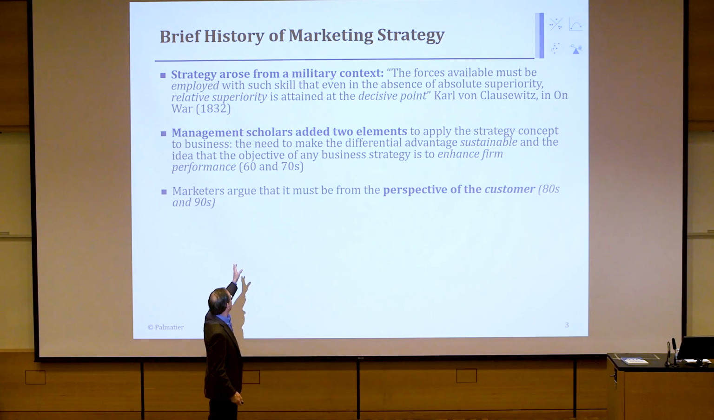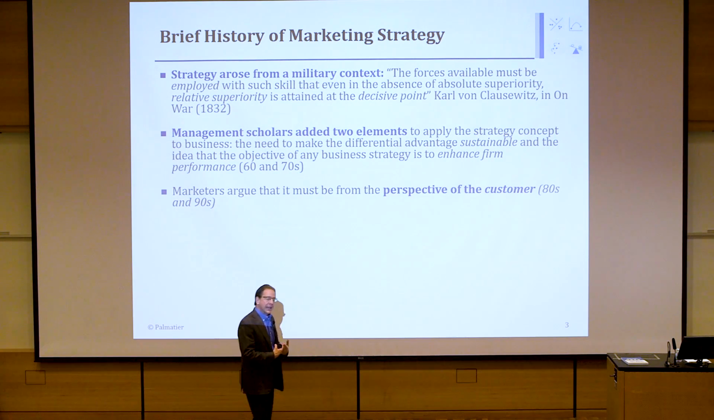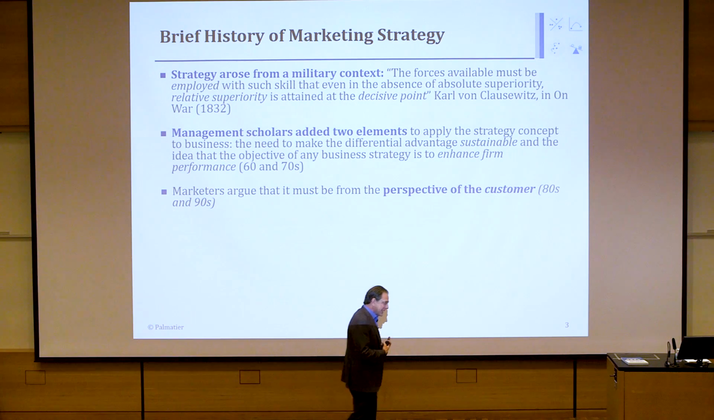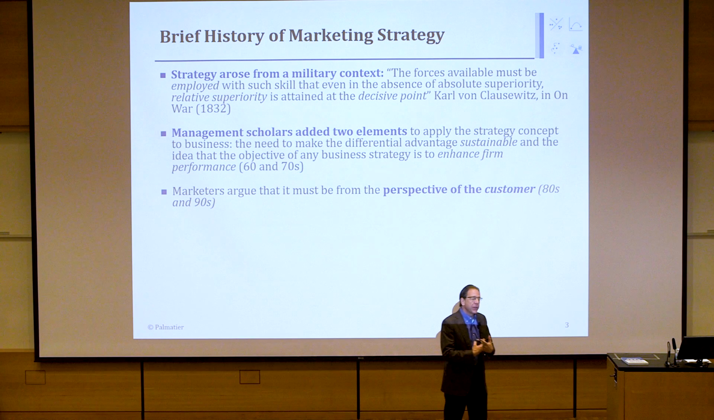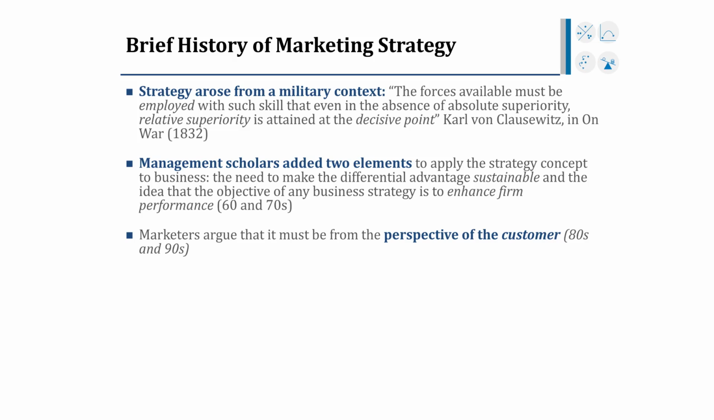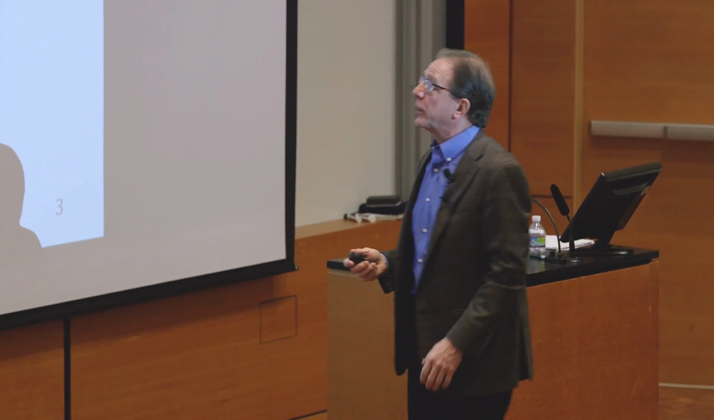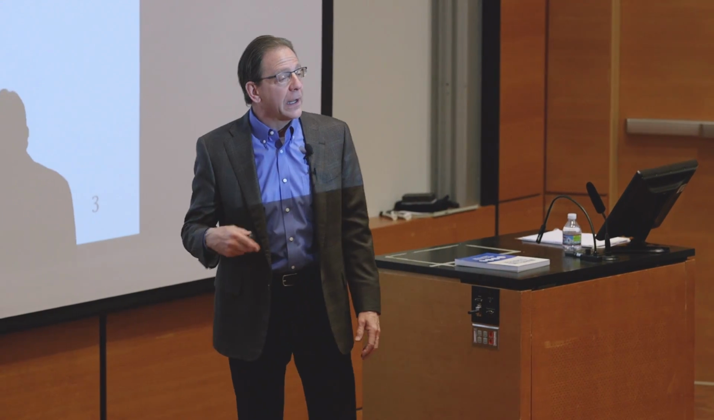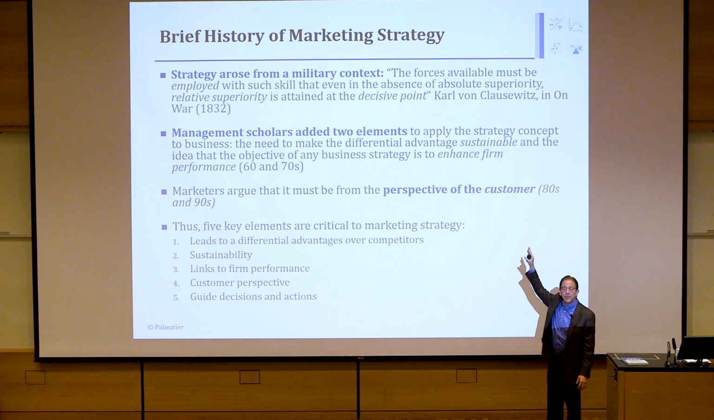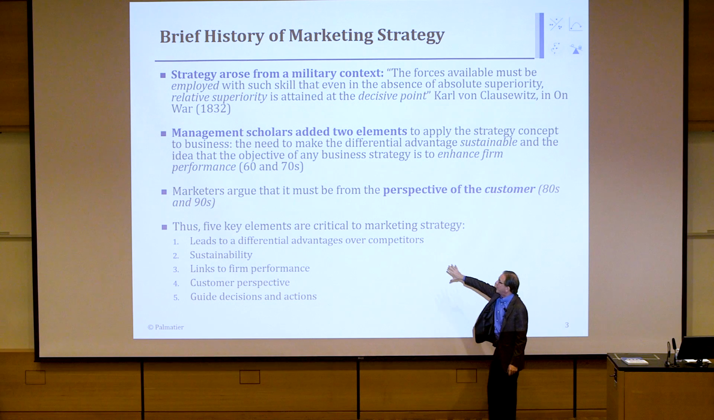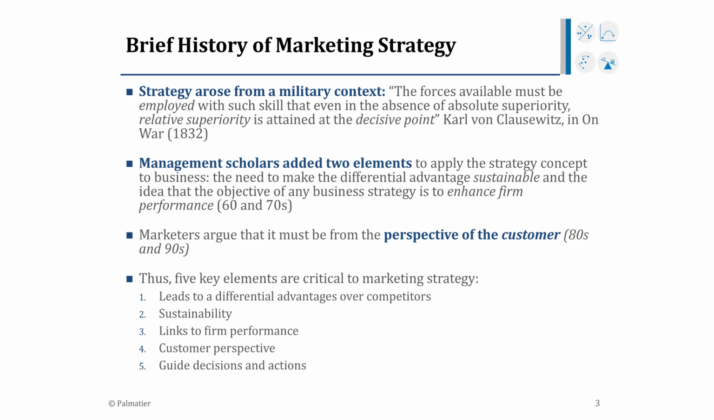Then in the 80s and 90s, marketing added to the definition. And the big addition that marketing made, they made refinements around it, but the big addition was to think of marketing strategy from the customer's perspective. So not just the firm or the industry, but down to the unit of analysis being the customer. Because that's really where the battle occurs, is winning customer by customer. So if we put these 5 elements together, the military elements, the management elements, and the marketing elements, we come up with 5 key elements that are critical for marketing strategy.